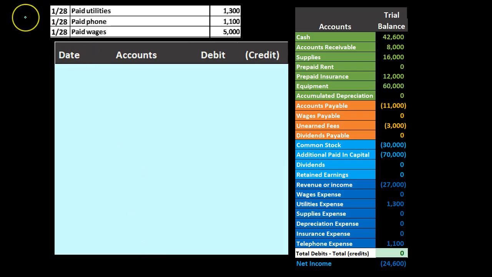Information is going to be up at the top. We're going to enter that information in journal entry form in our general journal, post it to the general ledger, then create the trial balance from it. We're going to be recording 3 different expenses that we're going to pay at the same point in time: utilities, phone, and wages. So we'll start with the utilities here.